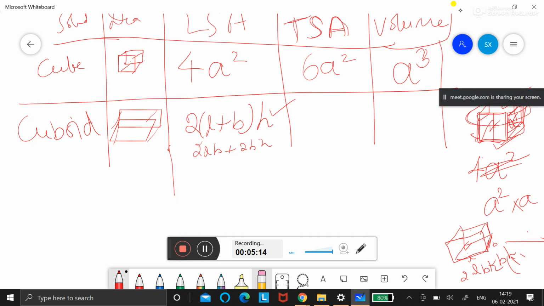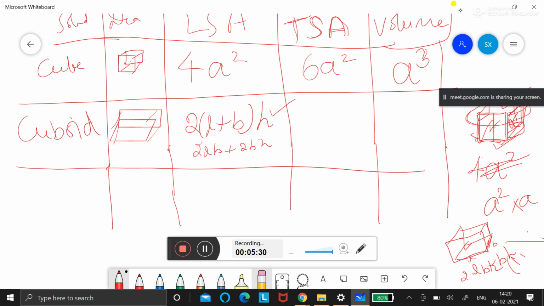So what is the lateral surface area of a cuboid? 2 into L plus B into H. You can see that in that introduction class, 3D dimension, I have shown it and explained. Check it out. Monday again I will show the cuboid and cube net and explain. Now, without that, I will explain to you.